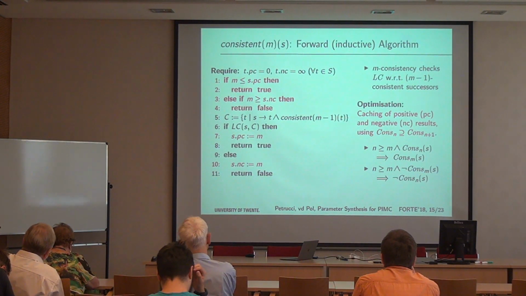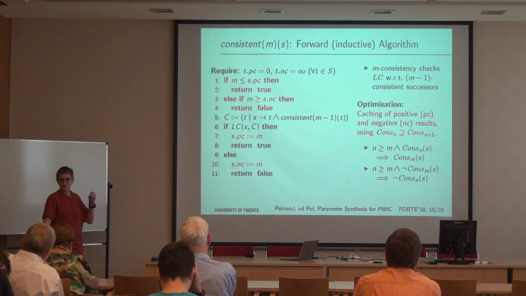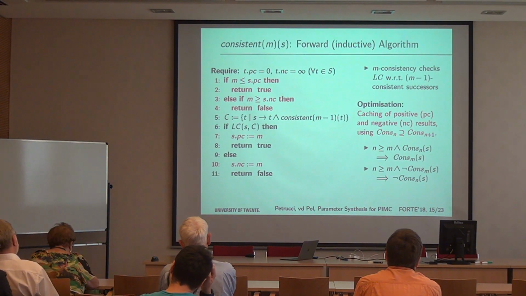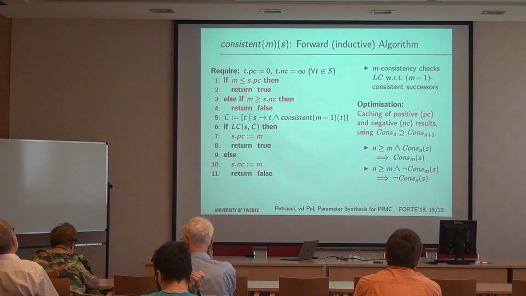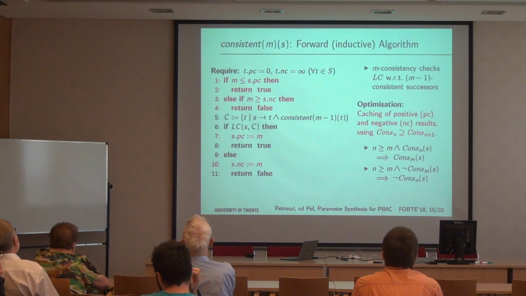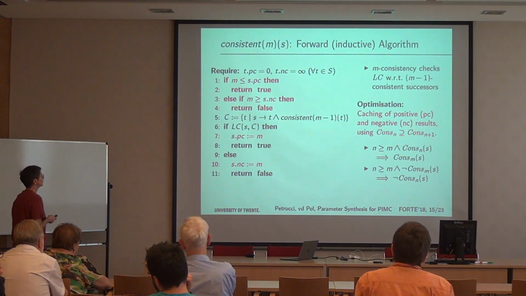And that allows for having faster checks, because if we know that at some level that was smaller, we had a negative result, then we know that the result is necessarily negative and we don't have to check it again. And similarly, if we have already obtained at a higher level that the consistency was satisfied, then we know that it must be satisfied at a lower level.